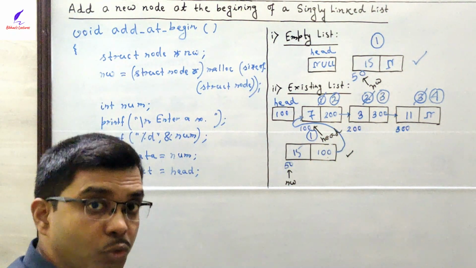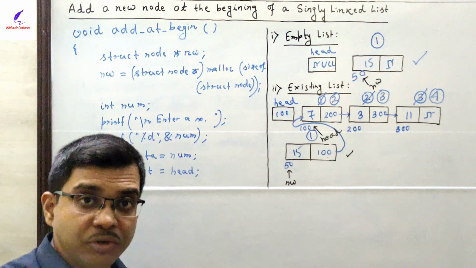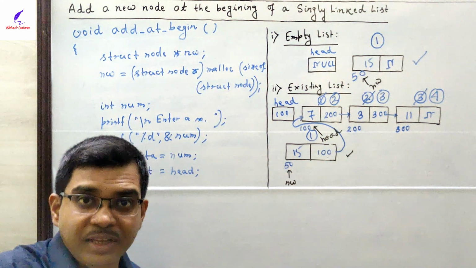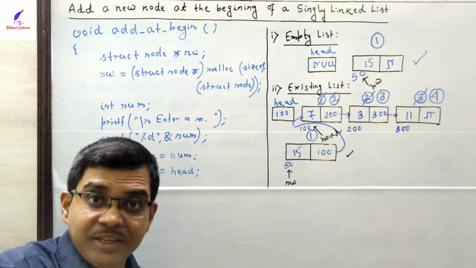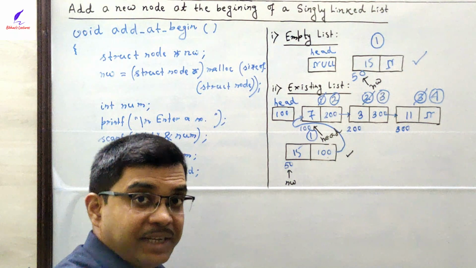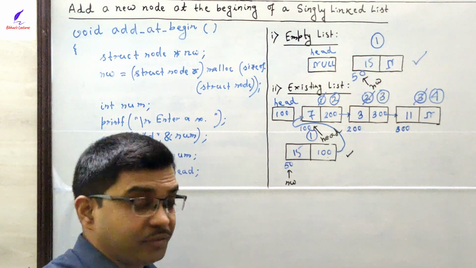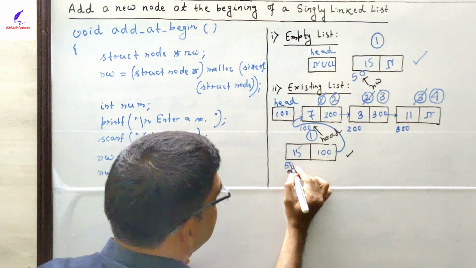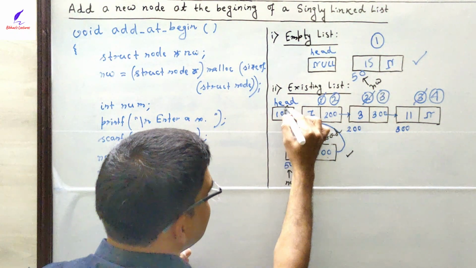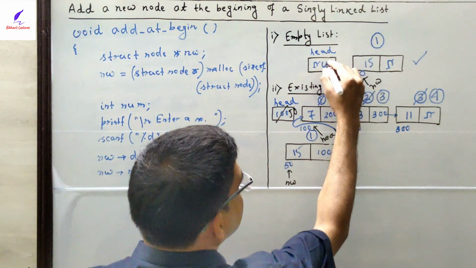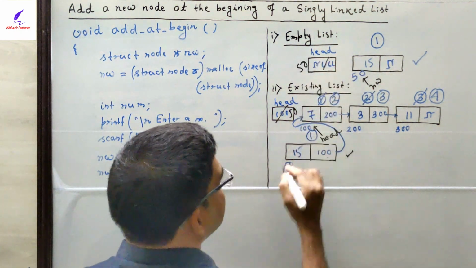Now after accessing both parts, the data part and the next part, we have to change the head pointer. Why? Because we have inserted the node at the beginning of the list, and that means a new node has been assigned to this first place. You know that the head content is nothing but the address of the first node. So this is the current first node, 50. So you have to change the content of head to 50.